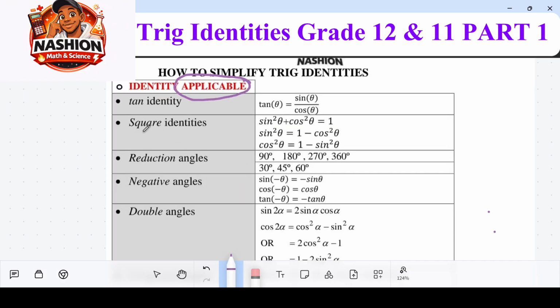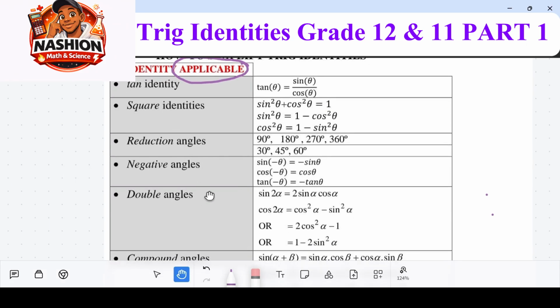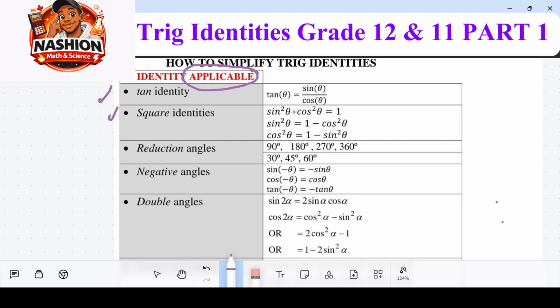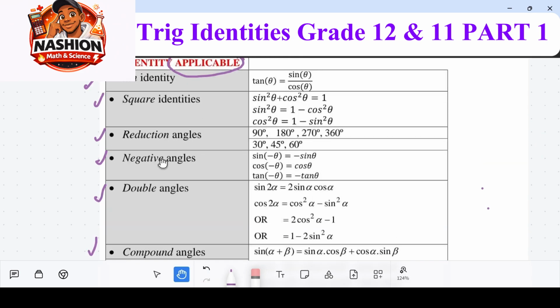Now, a reminder, in grade 12, we need to know 6 types of identities. That's 1, 2, 3, 4, 5, and 6. For grade 11, only the first 4 apply. The first one is the tangent identity. This is where we take tan of anything and change it into sine over cos. Next, square identities. Sine squared theta plus cos squared theta is equal to 1.